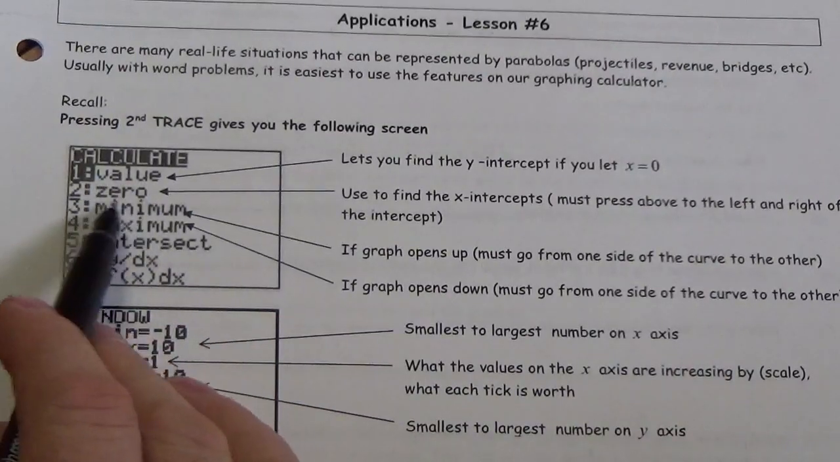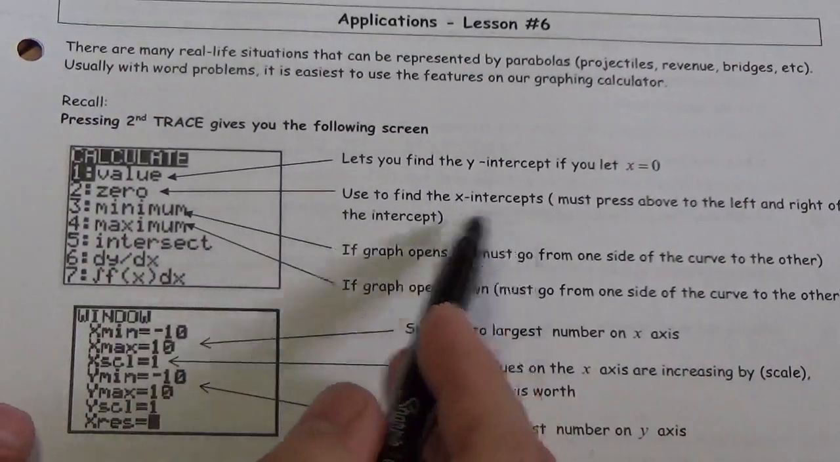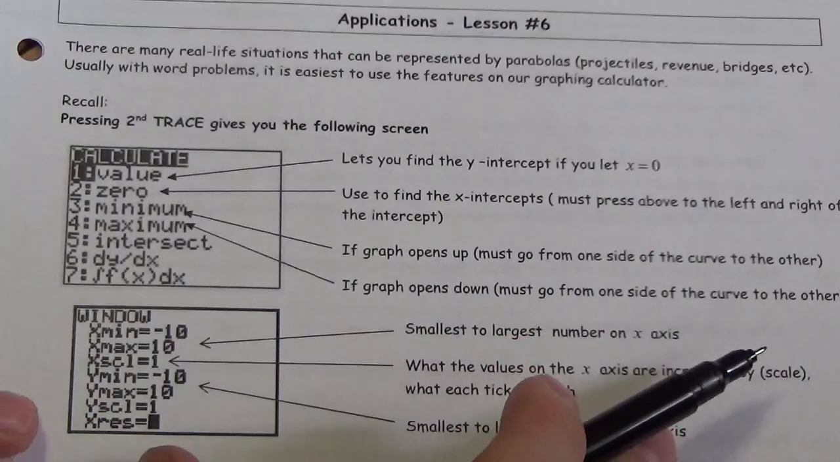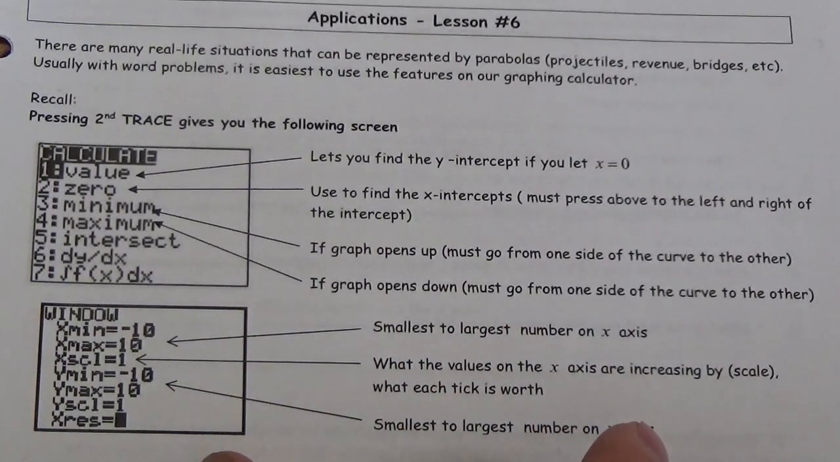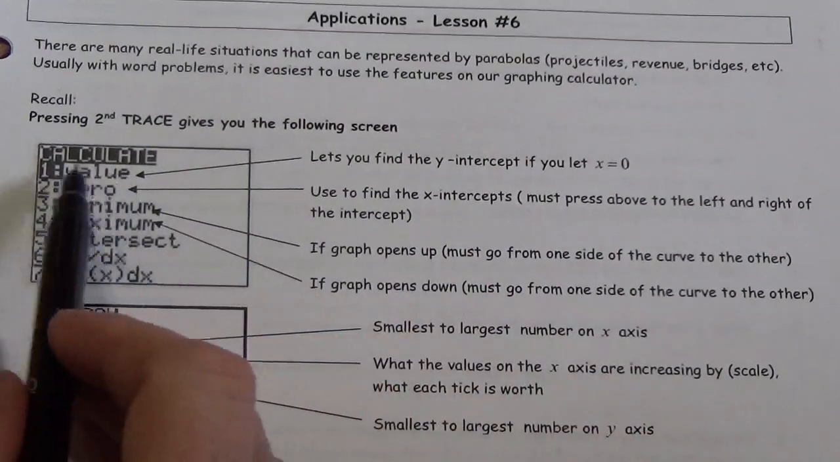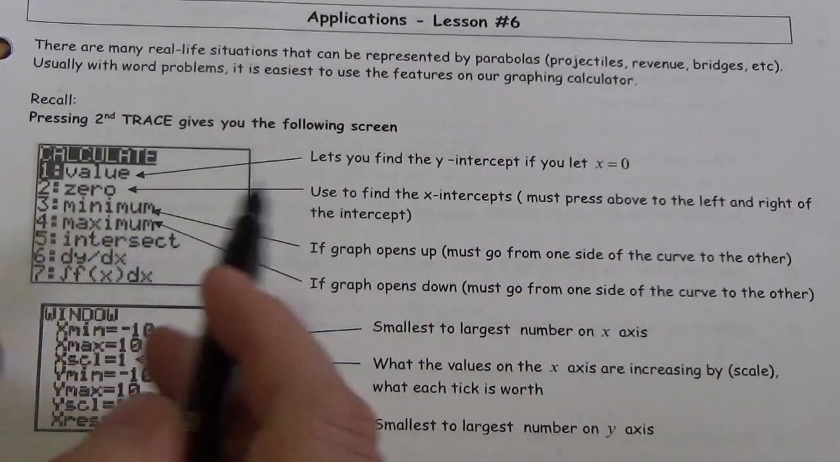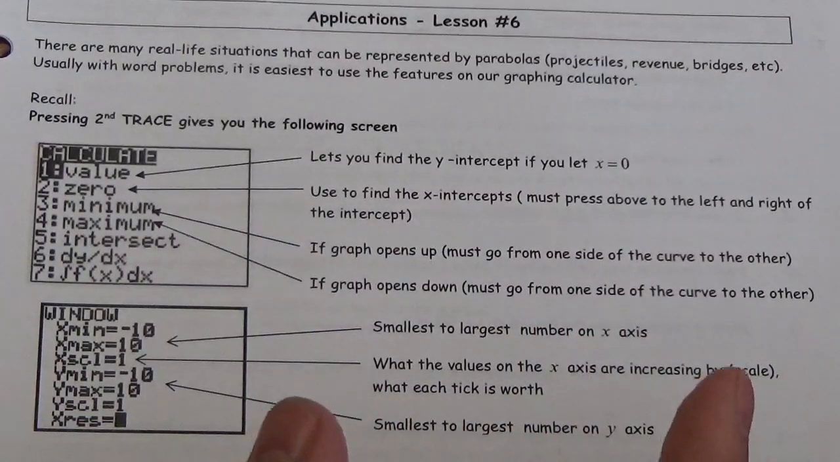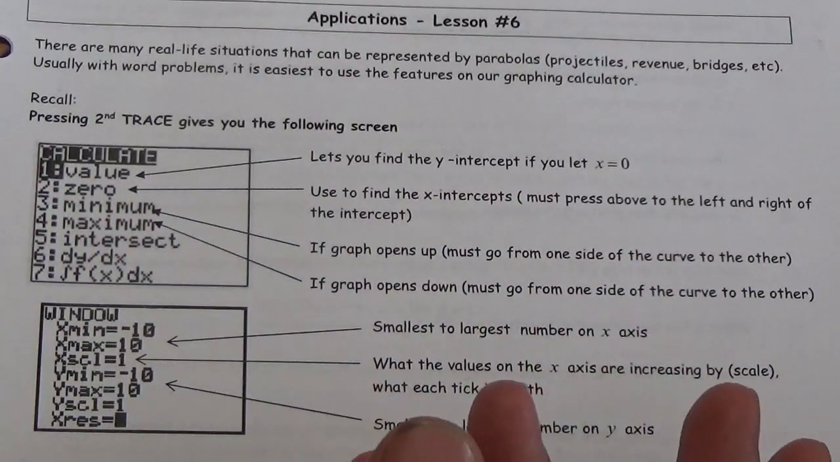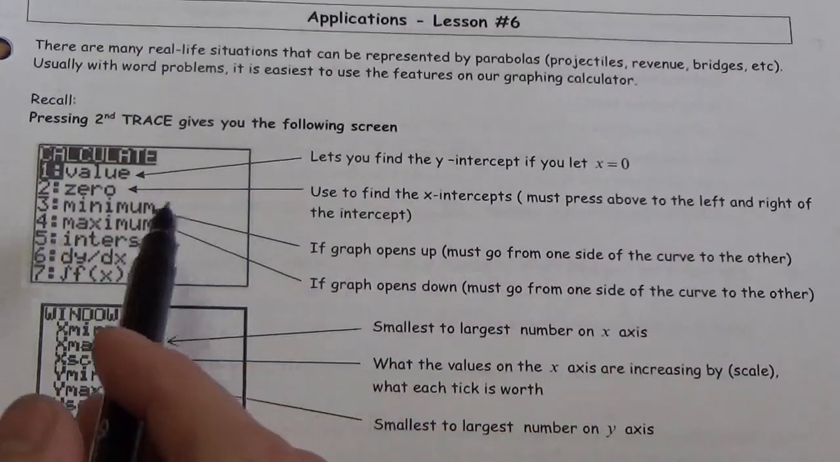The zero function right here allows you to find the x-intercepts of the graph. You have to be careful with that though, and we're going to walk through how that works to make sure that you understand it. This one is frequently done incorrectly, just because people aren't being careful with how they're using their calculators. Typically, it's easy to understand what's going on. You just have to be careful in how you do it.